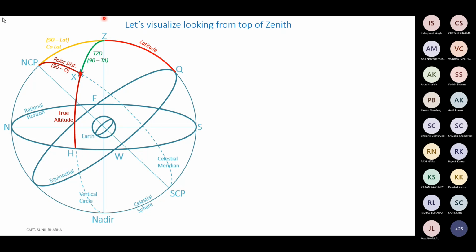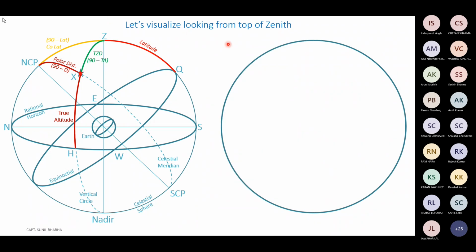So right now, our eye, or we are situated at where the laser pointer is, and we are looking down at the celestial sphere. Now, how does the celestial sphere appear? We will try to put it in a diagram on the right-hand side of the screen. So in the blank portion now, you will see how the celestial sphere looks from top of the zenith. Now, first of all, the celestial sphere looking from top is going to look like a circle again. So it will appear like a circle as you see on the right-hand side of the screen.